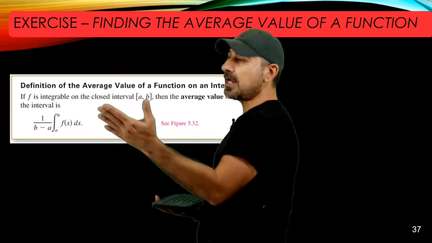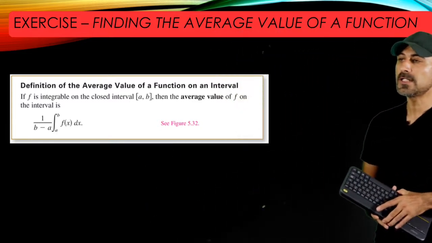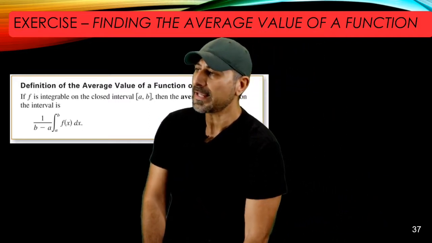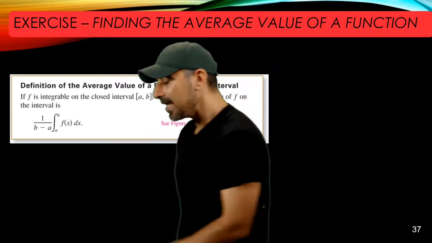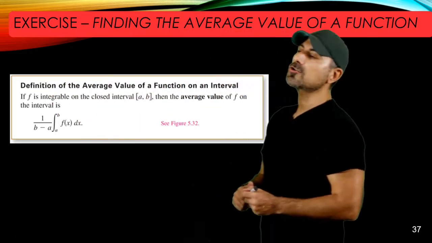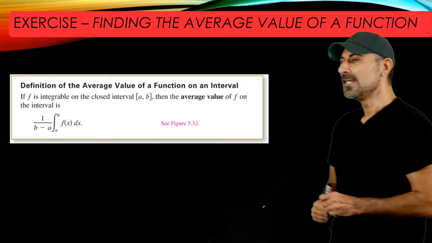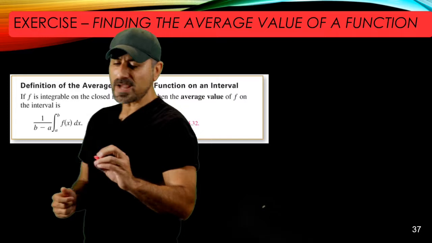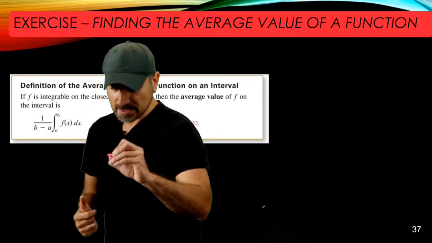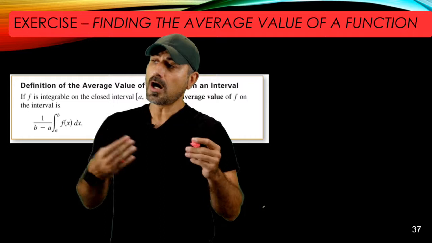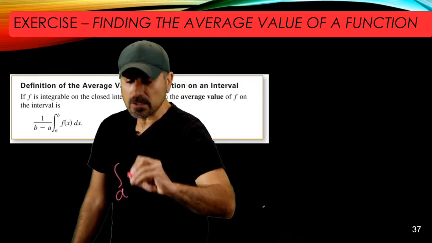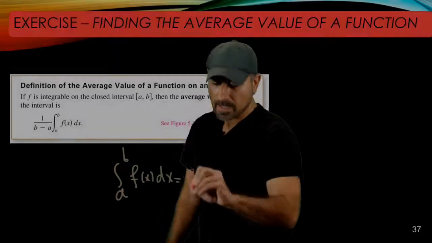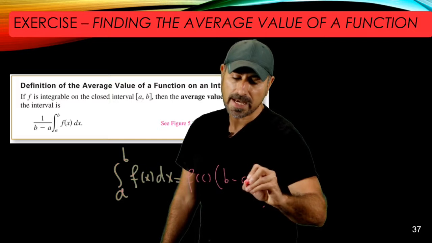As you see, if you have an integrable function f on a closed interval a and b, then the average value of the function is defined as 1 over the distance between the endpoints times the integral of f from a to b. So at this moment, I want you to remember the mean value theorem and its expression, which is essentially if you start with a continuous function on a closed interval, the integral from a to b of f of x dx is essentially equal to f of c times b minus a.